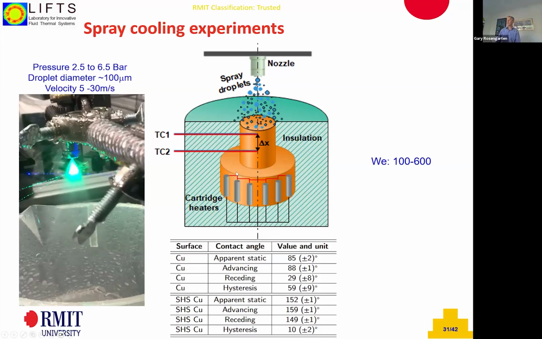We looked at different surfaces and various Weber numbers associated with those droplets. And again, spray cooling is known to have high heat transfer rates per amount of liquid you use, but you don't have a continuous flow.